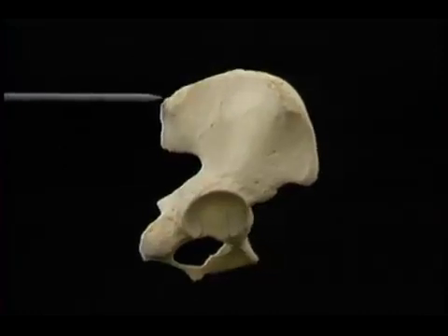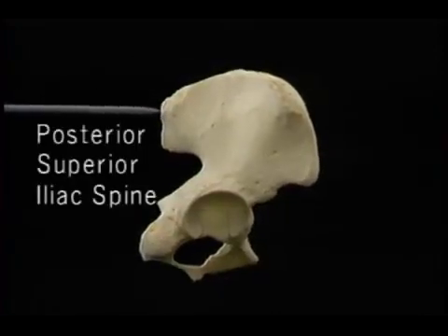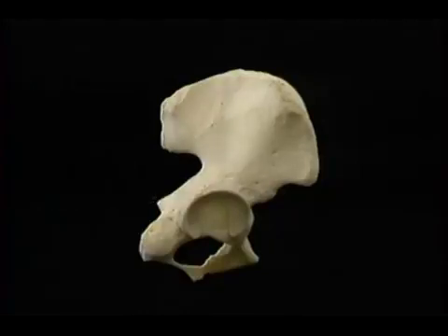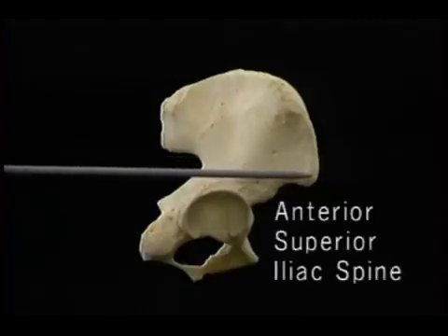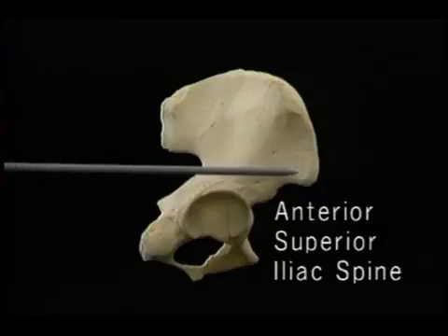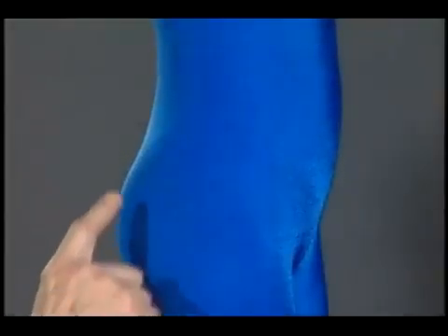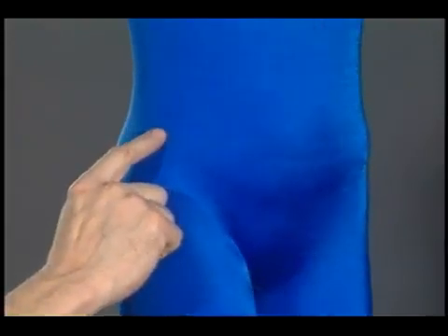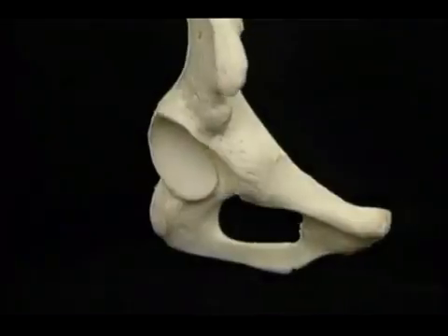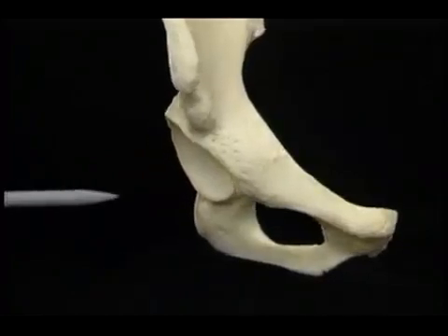The iliac crest ends behind at the posterior superior iliac spine. It ends in front at this important projection, the anterior superior iliac spine. The iliac crest lies close to the surface all the way along its length. The anterior superior iliac spine is here. Next, we'll look at the pubis.